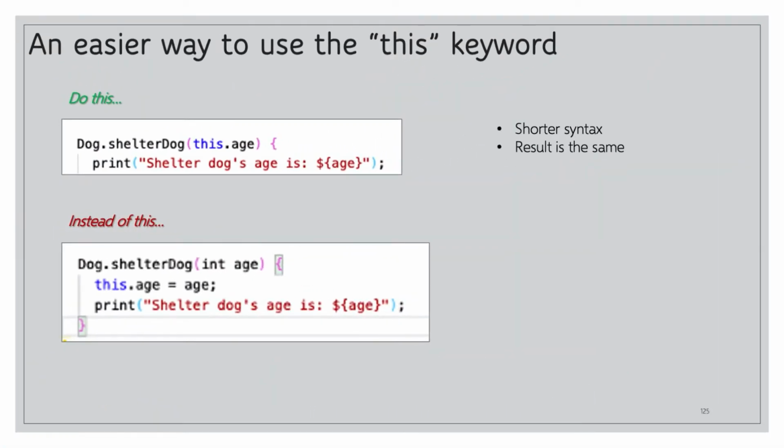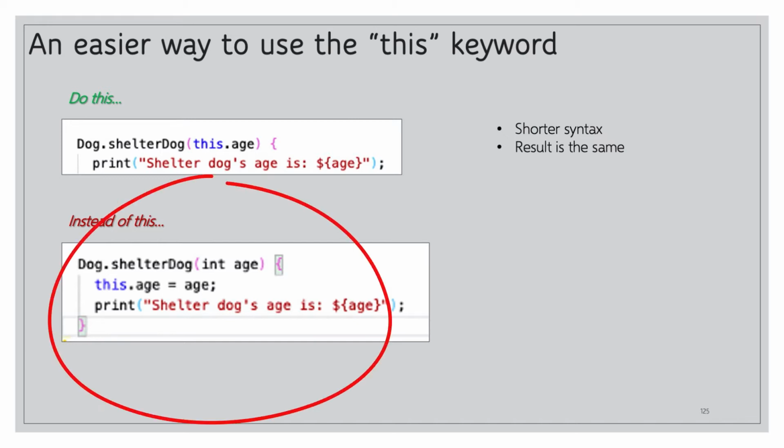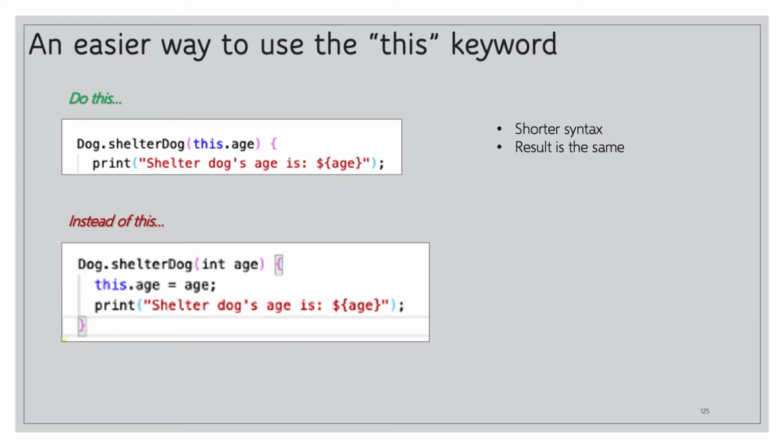Now there is an easier way to use the this keyword, and a better way. It results in shorter syntax, but the output is the same. So here's what we have been using down here: Dog.shelterDog(int age), this.age equals age, and then we print out that variable age through string interpolation. This is the preferred way: Dog.shelterDog(this.age), and then we simply print that out. So same result. Look how much code we save.